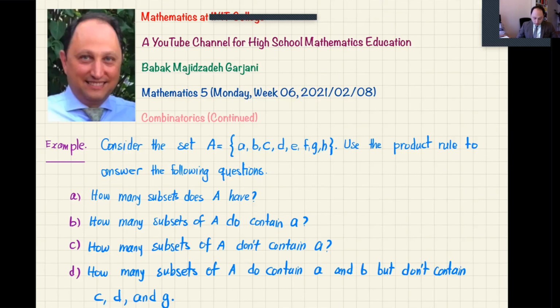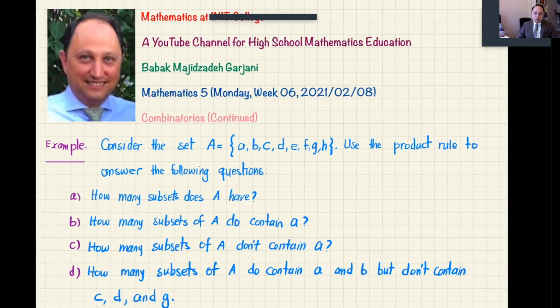A set is given to you containing elements A, B, C up to H, and then I want you to use the product rule to answer the following questions. Of course, the first part, how many subsets does A have? Probably you already know the answer, but I want you to think about it and try to write it in a way that is appropriate to using the product rule.